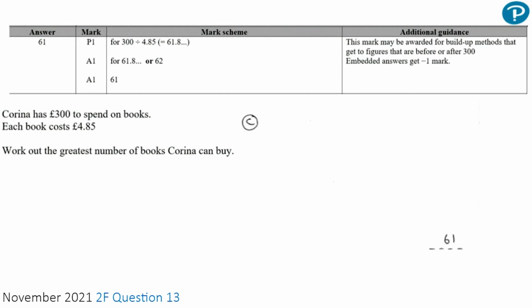If they put 61 on the answer line... Oh, the things are going so fast. If they put 61 on the answer line... Can't find you now. Yeah, there you go. 61 on the answer line.